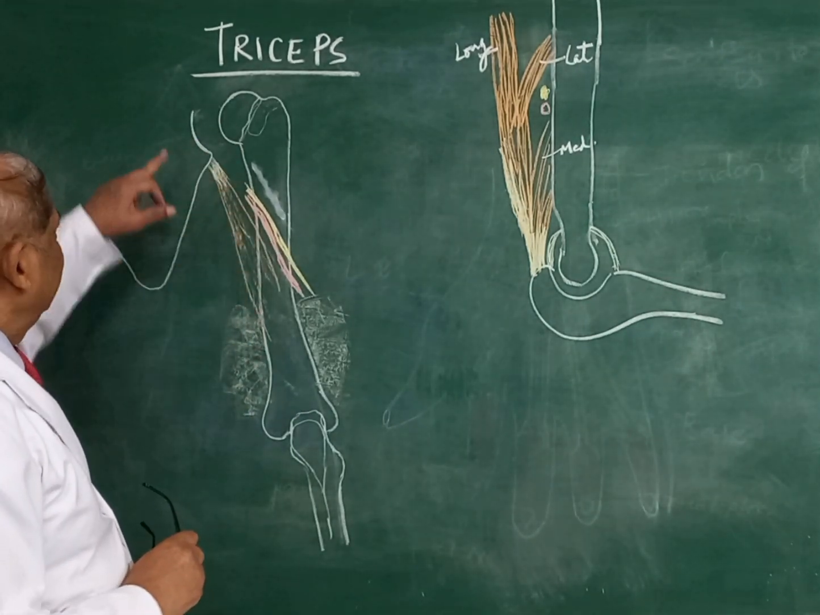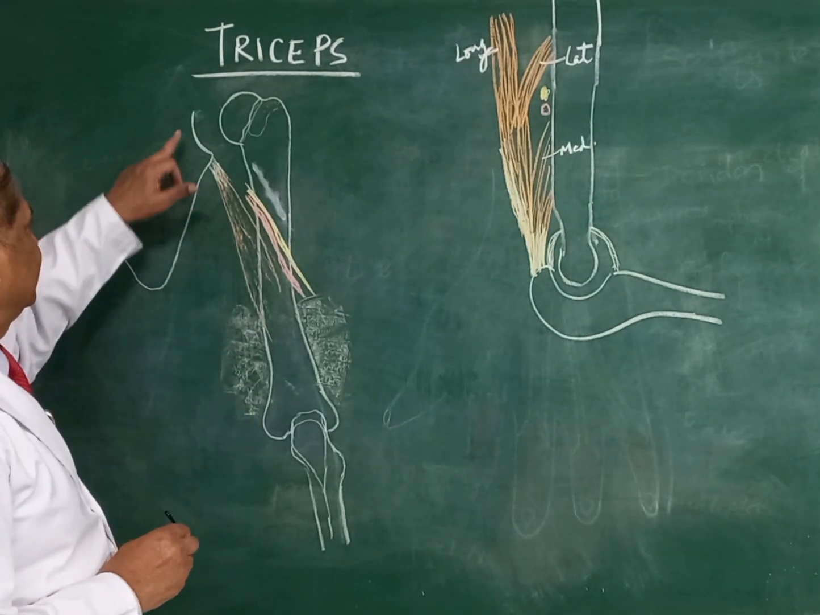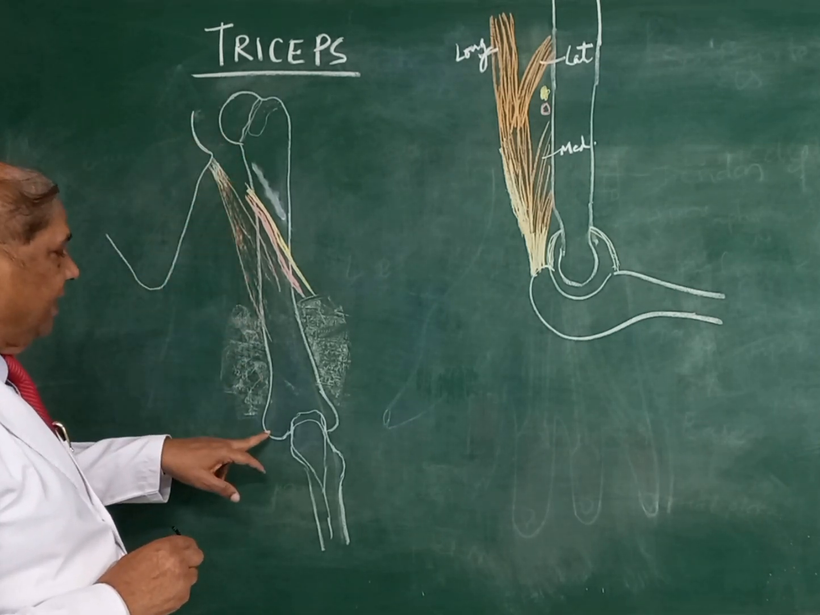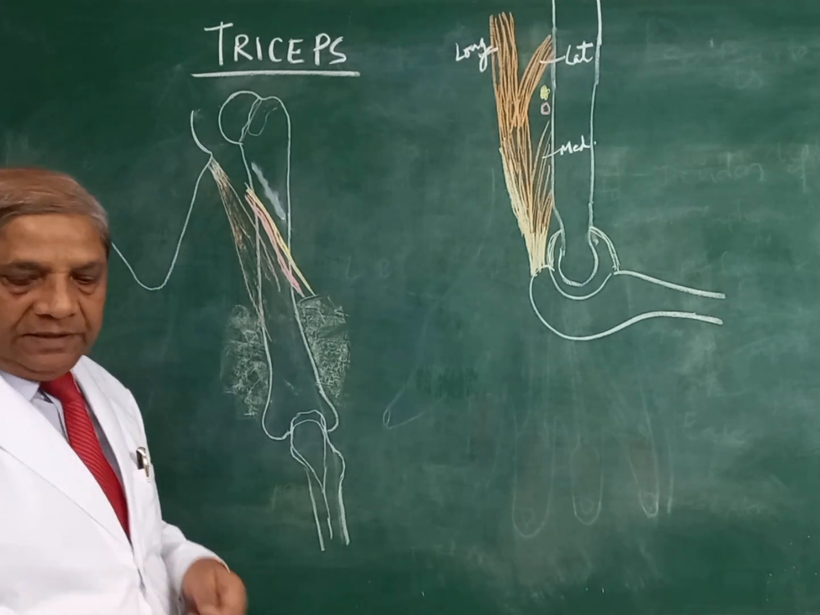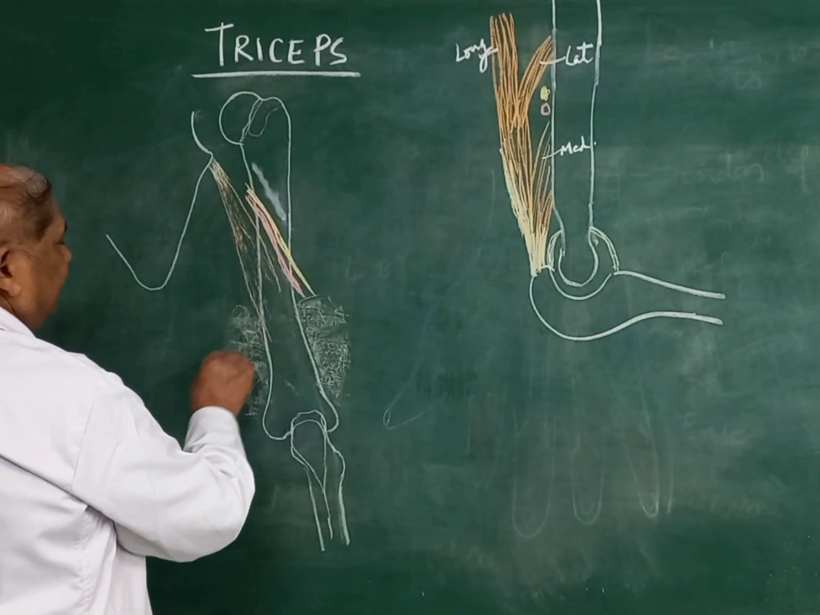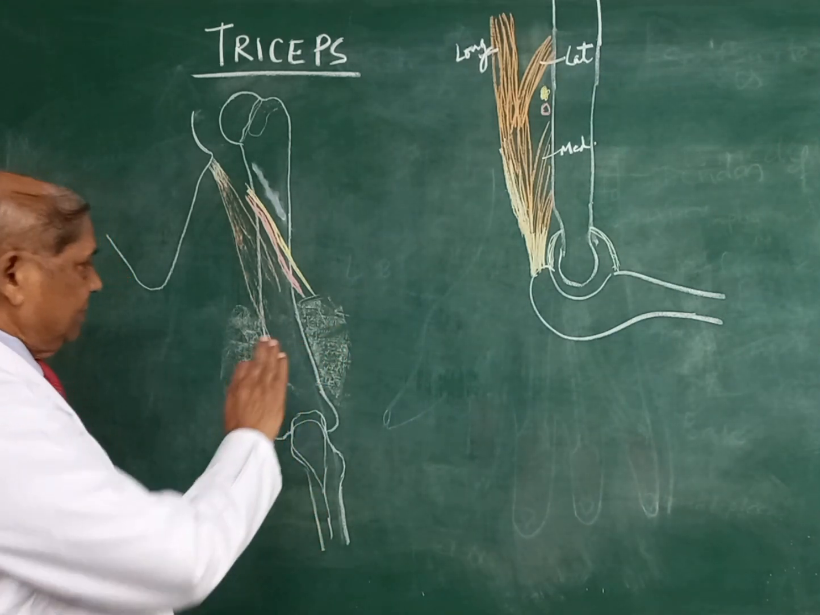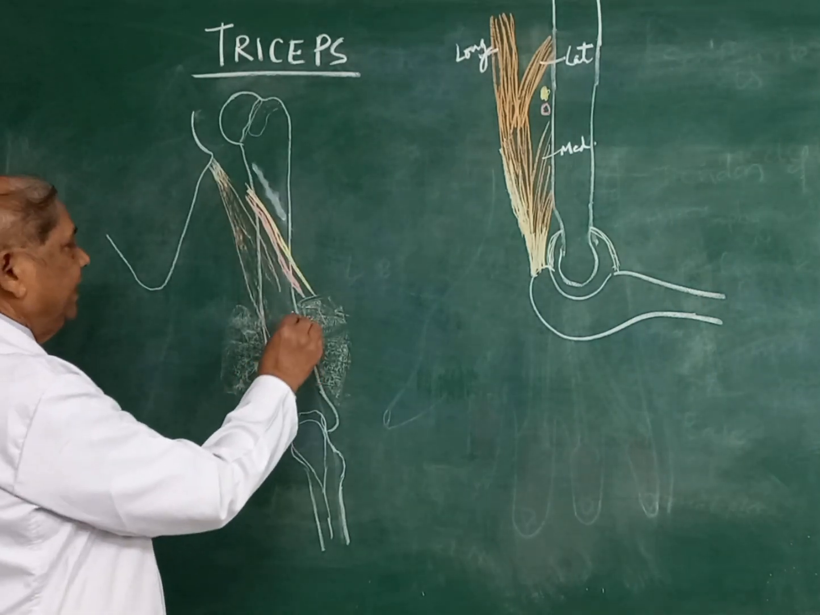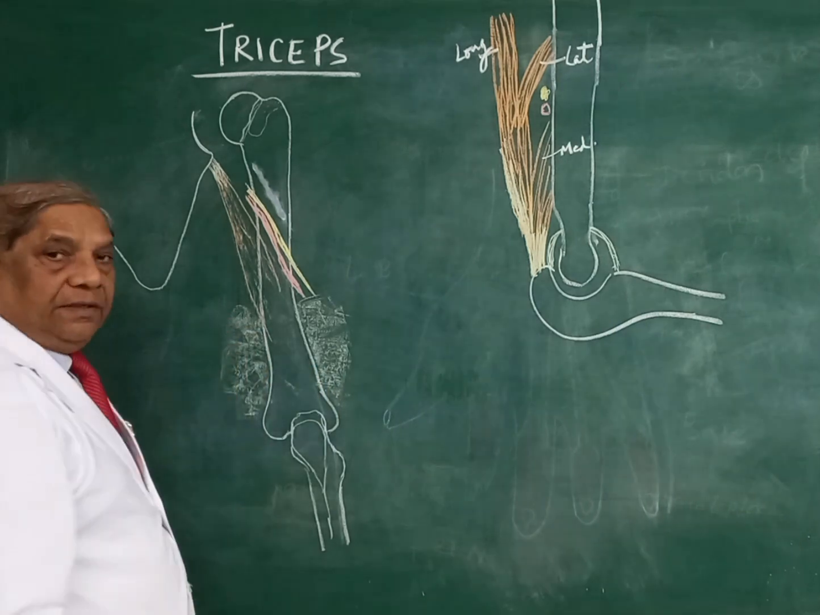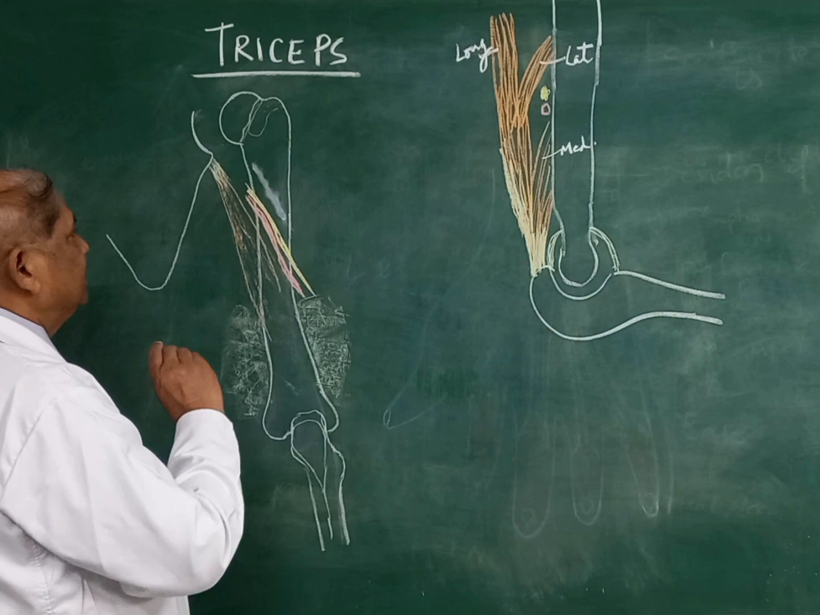This is the humerus. This is the scapula. The infraglenoid tubercle of the scapula, the glenoid cavity, the head of the humerus, the medial epicondyle, and the lateral epicondyle I have drawn. Now, these are the medial and lateral intermuscular septa, which separate the flexor from the extensor compartment and which are attached onto the supracondylar ridge.